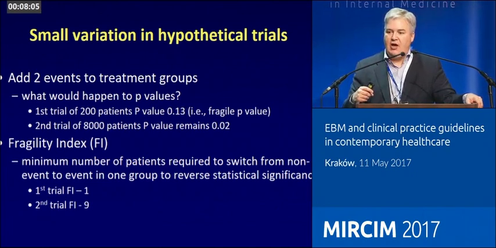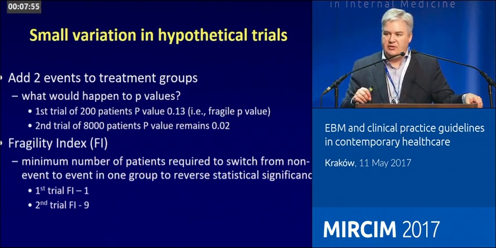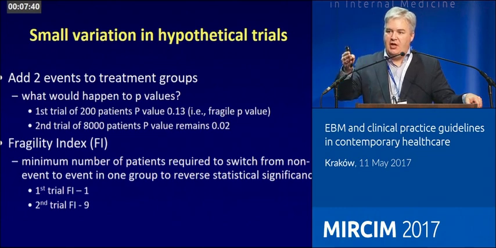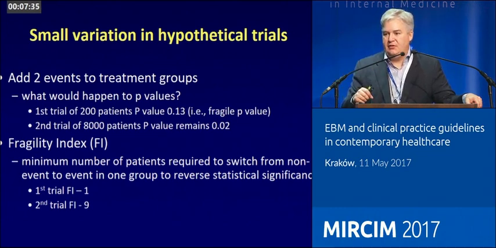In the first trial that I showed you of 9 versus 1 myocardial infarctions, if we just made a change of 1 patient, so in other words, it became 2 versus 9 myocardial infarctions, that result would no longer be statistically significant. So the fragility index is a difference of 1, so it's 1. In the second trial, we would have to add 9 events to the treatment group, so it would have to go from 200 myocardial infarctions up to 209 in order to reverse statistical significance.